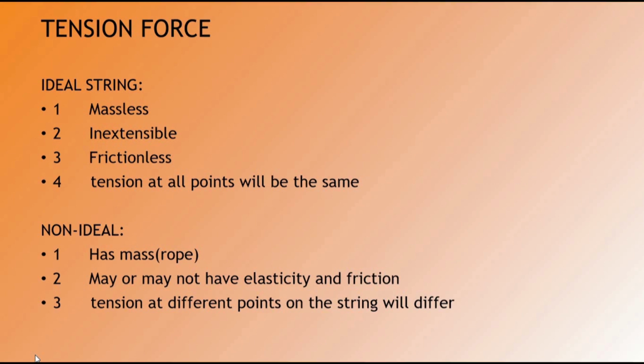Now, what are non-ideal strings? They have mass, like in a rope, may or may not have elasticity and friction, and the tension at different points on the string will be different.